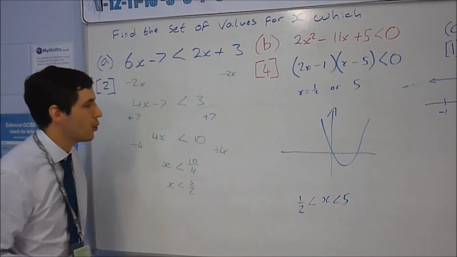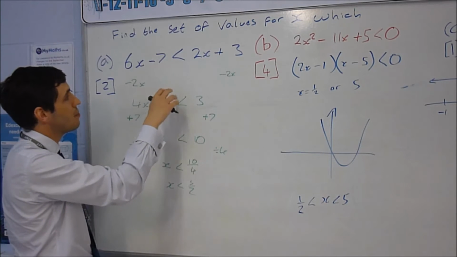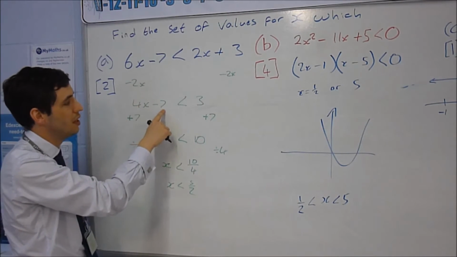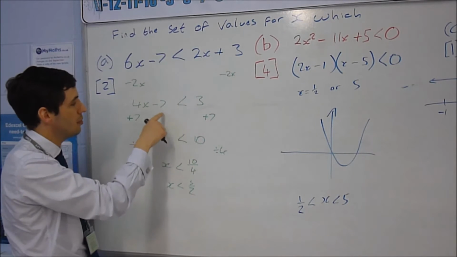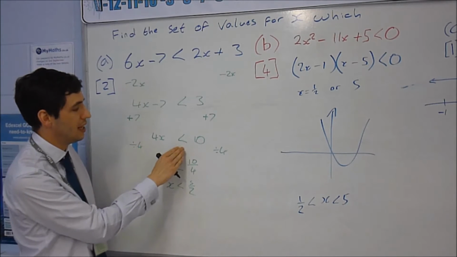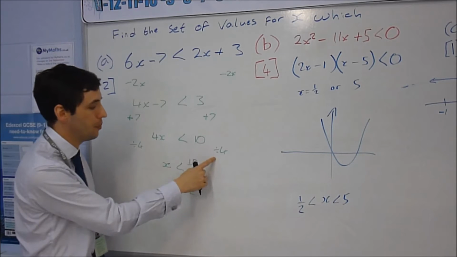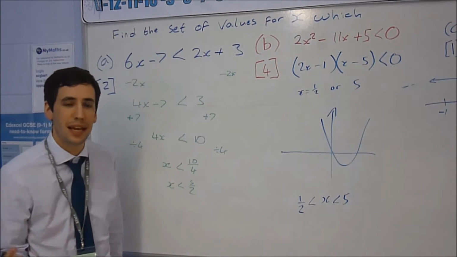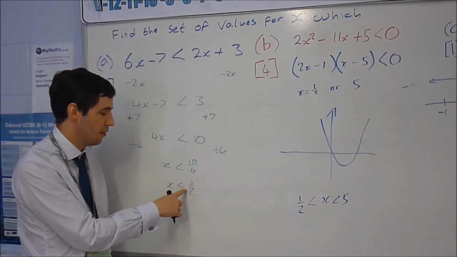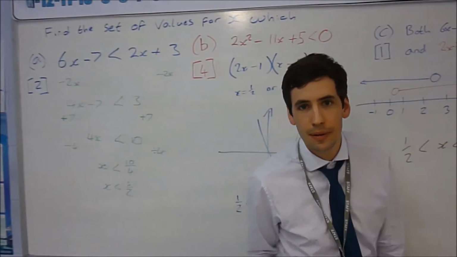With a linear inequality, I'm just going to solve this like it was an equation. So I'm going to get my x's in one place by taking away 2x. That's 4x - 7 < 3. Take my 7 across by adding 7 to both sides. That gives me 4x < 10. Then to get x on its own, I'll divide by 4 to give me x < 10/4, which simplifies down to x < 5/2. So x < 2.5. That's your linear inequality.